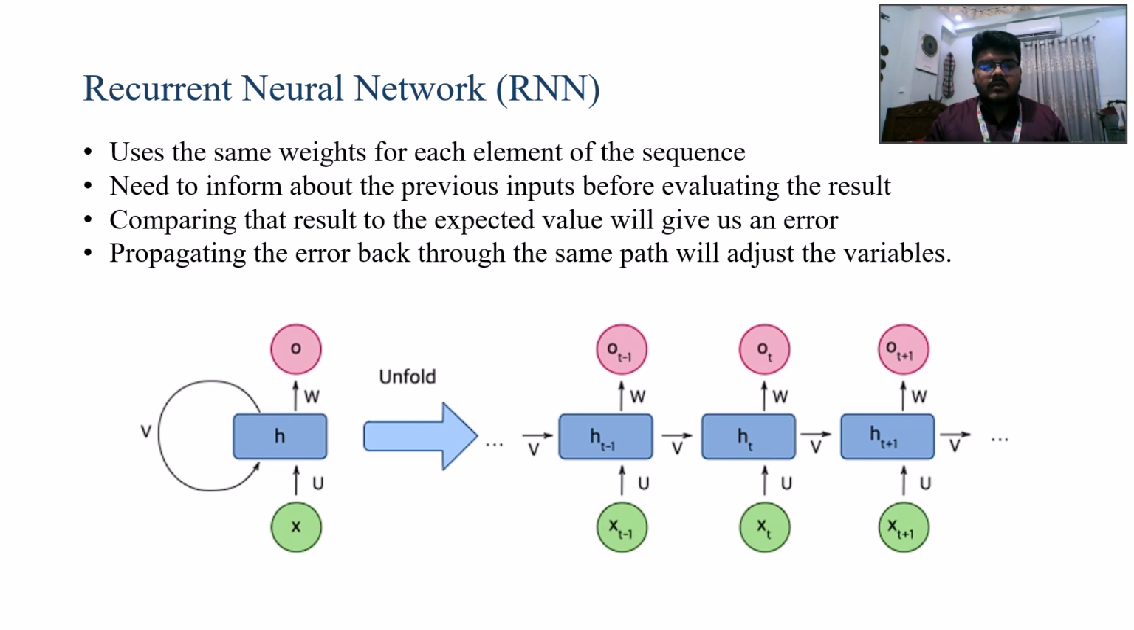This neural network uses the same weights for each element of the sequence, needs information about the previous inputs before evaluating the results, and comparing the results to the expected value will give us an error. Propagating the error back through the same path will adjust the variables. Okay, so that is the simple concept I have discussed for the recurrent neural network.